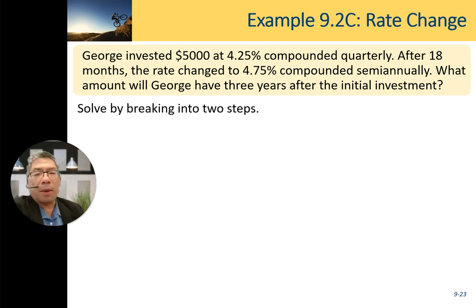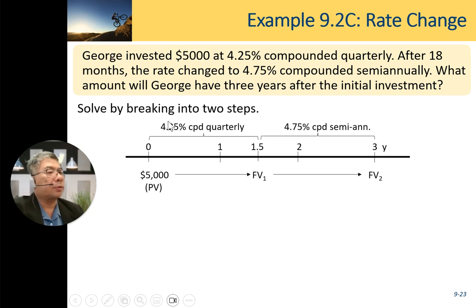So breaking it into two steps, you're going to have 4.25% compounded quarterly and 4.75% compounded semi-annually. The first one is 5,000 for 1.5 years at 4.25%. Okay, after 18 months, the rate changes to 4.75% for the second half.